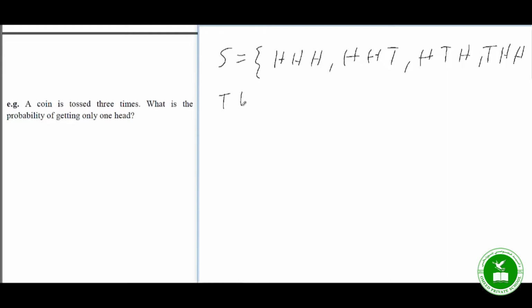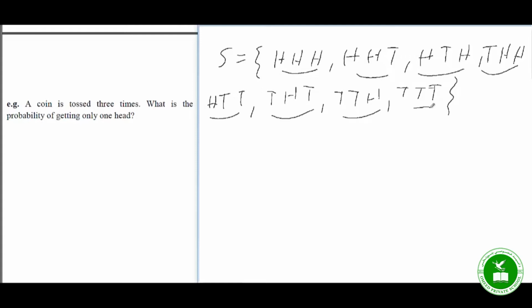Let's write it again. The sample space can be head, head, head; head, head, tail; head, tail, head; head, tail, tail; tail, head, head; tail, head, tail; tail, tail, head; and all of them can be tail. So here we have 8 different cases: all of them can be head, 2 of them can be head, 1 of them can be head, and all of them can be tail.